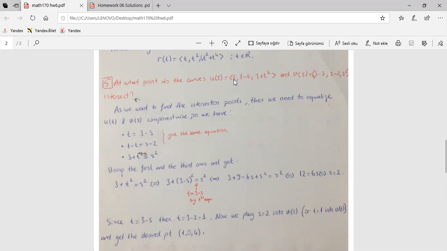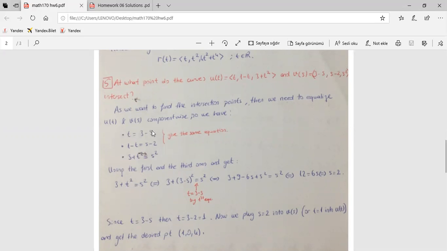So first, the first component of the first curve is t, and the second curve's first component is 3 minus s. So we have this equation. Then 1 minus t should be equal to s minus 2. And finally, we have 3 plus t squared equals s squared. So we have these three equations. The first and the second equations give us the same equation. That's why we'll try with the third one. So we have this equation.